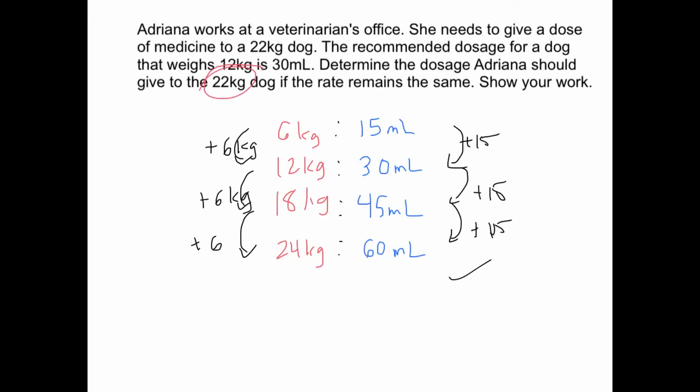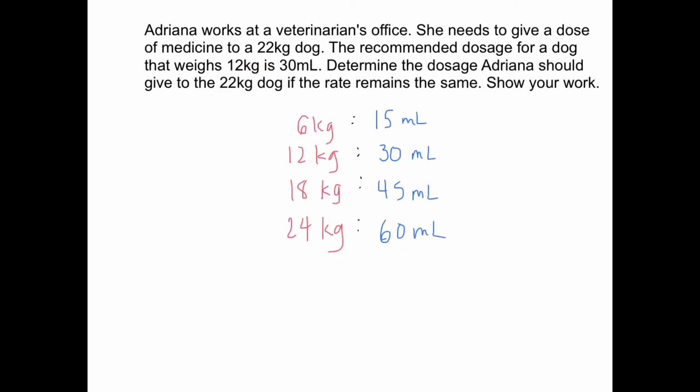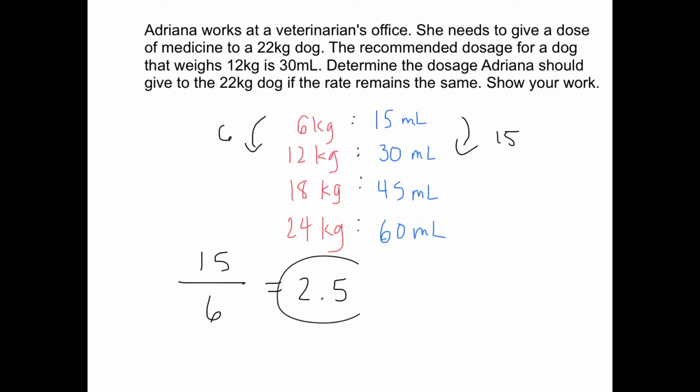So now what? Well, now that we have these 4 equivalent ratios, can you figure out at what rate this is changing by? Well, for every 15 milliliters, we change the kilograms by 6. So what's 15 divided by 6? 2.5. But what does that number mean? Well, we were looking at a comparison of milliliters to kilograms, and our answer was 2.5. We can also write 2.5 over 1. Remember, if you divide any number by 1, you still get the same answer. That means that a 1 kilogram dog would need 2.5 milliliters of medicine.